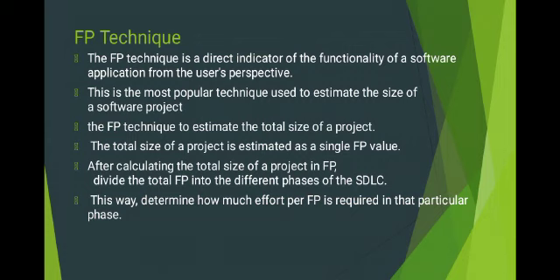This means using the FP technique we estimate the total size of a project. Then the total size of the project is estimated as a single FP value. After calculating the total size, we divide the total FP points into different phases of the software development life cycle. Using this, we determine how much effort per FP is required in that particular phase.